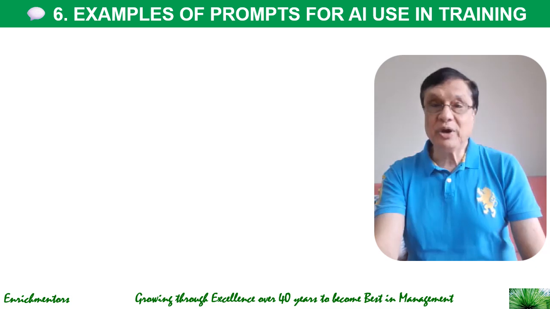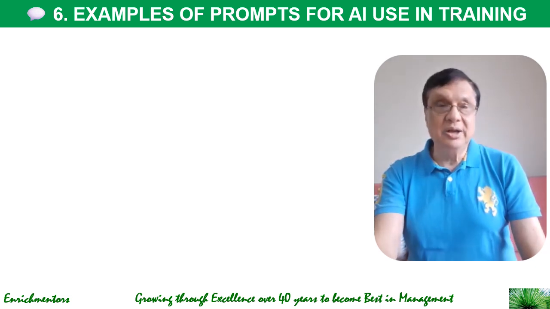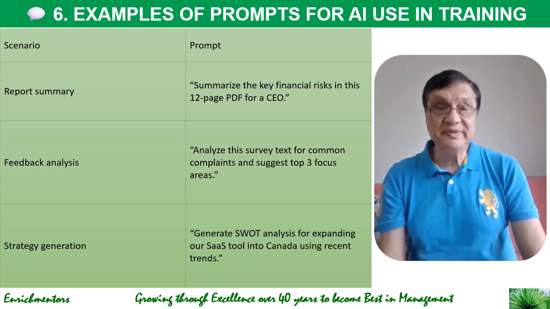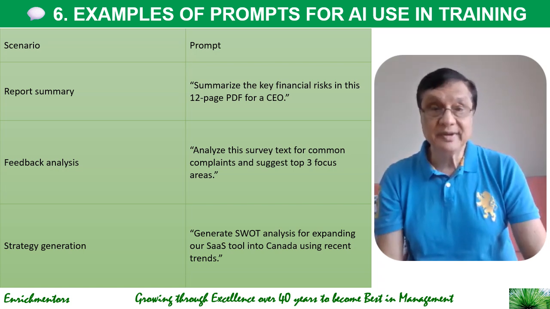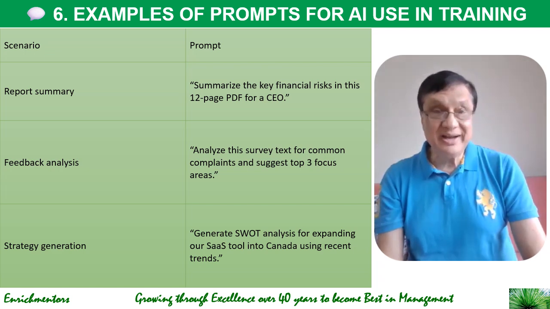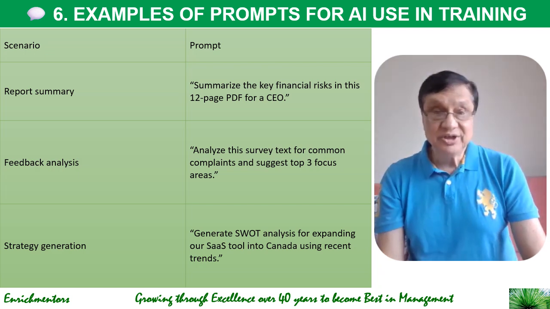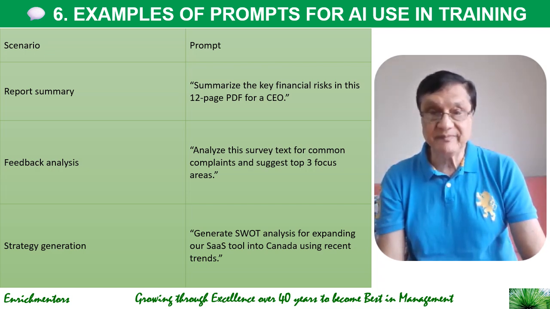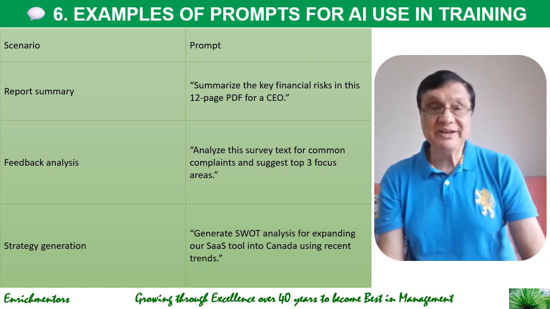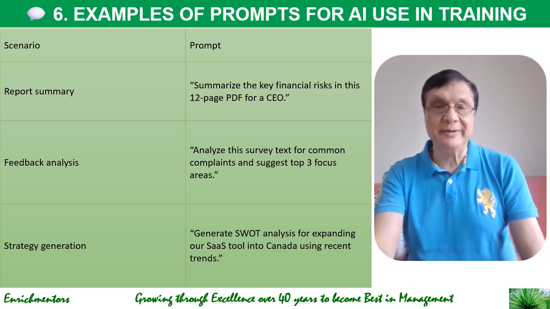Let's take a look at examples of prompts for AI use in training, and there are three scenarios we are talking about here. For writing a report summary, you could simply say, summarize the key financial risks in this 12-page PDF for a CEO. It could be as simple as that. You could analyze feedback. For this, you could prompt by saying, analyze this survey text for common complaints and suggest top three focus areas. And for strategy generation for leaders, you could give them a prompt saying, generate a SWOT analysis for expanding our SaaS tool into Canada using recent trends. So these are some examples of prompts for AI use in training.